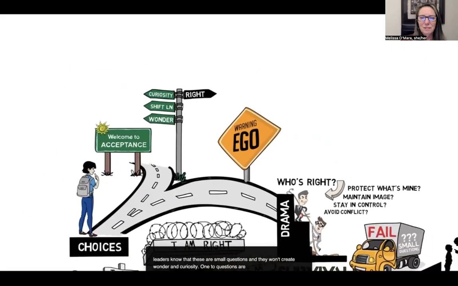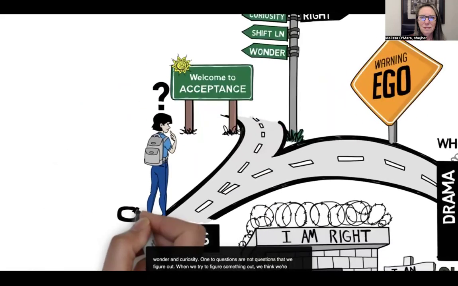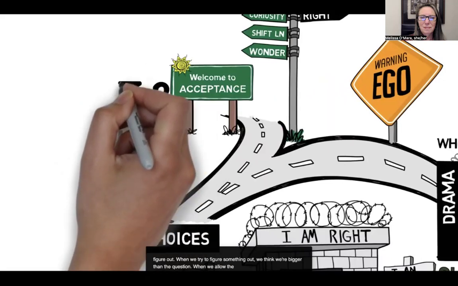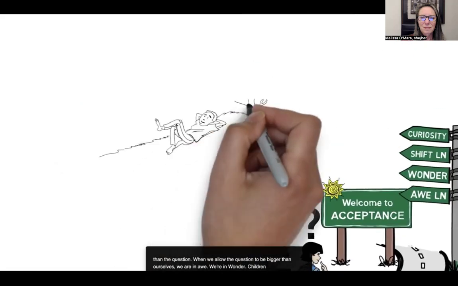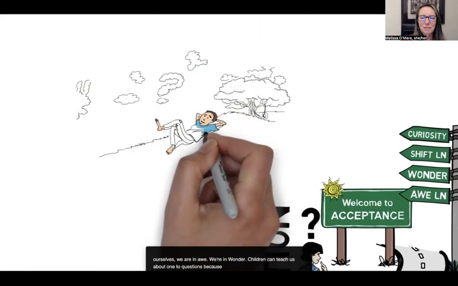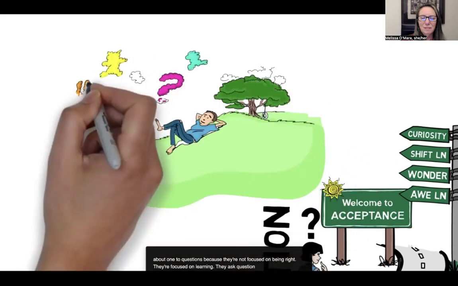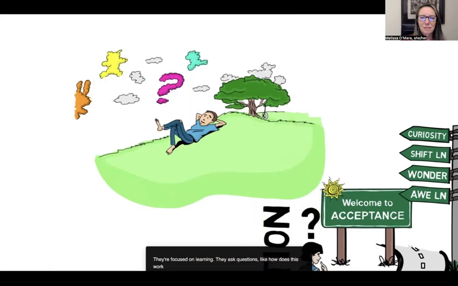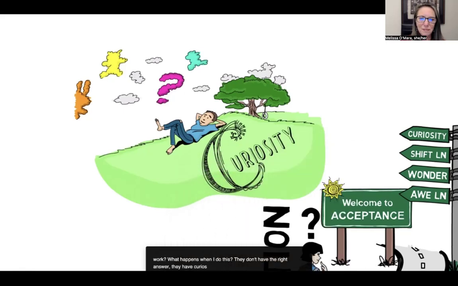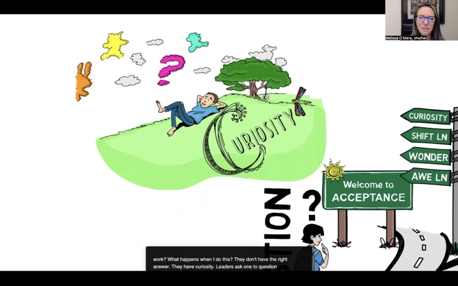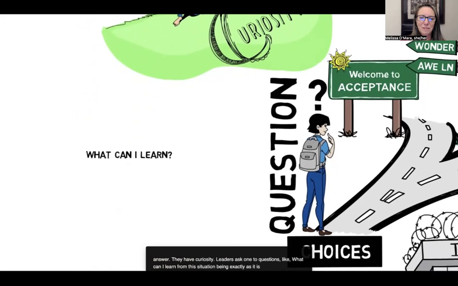Wonder questions are not questions that we figure out. When we try to figure something out, we think we're bigger than the question. When we allow the question to be bigger than ourselves, we are in awe. We're in wonder. Children can teach us about wonder questions because they're not focused on being right. They're focused on learning. They ask questions like, how does this work? What happens when I do this? They don't have the right answer. They have curiosity.